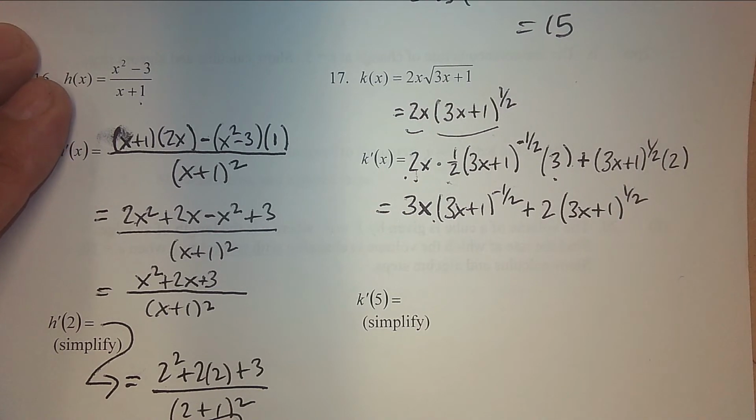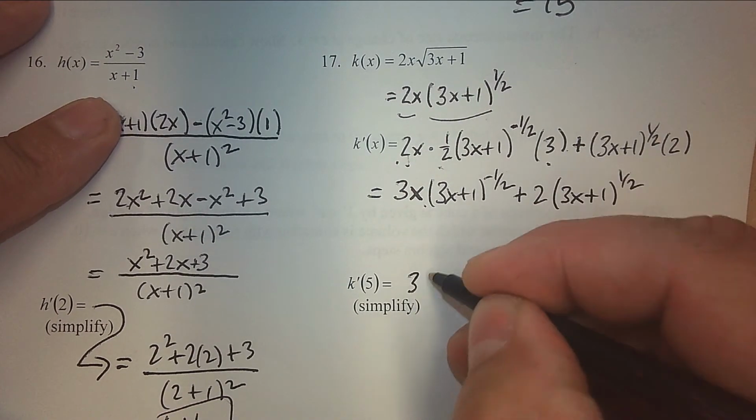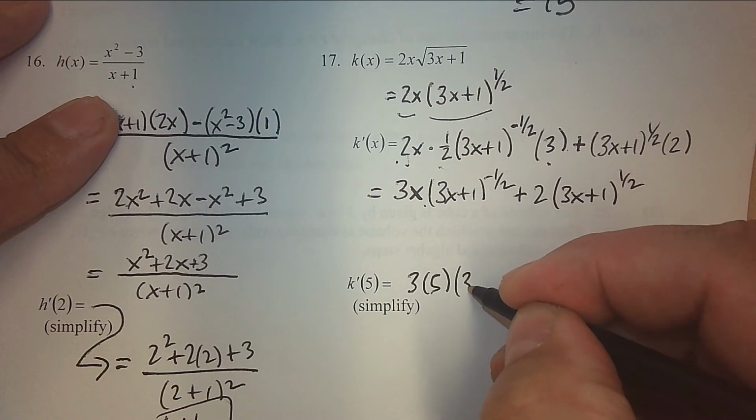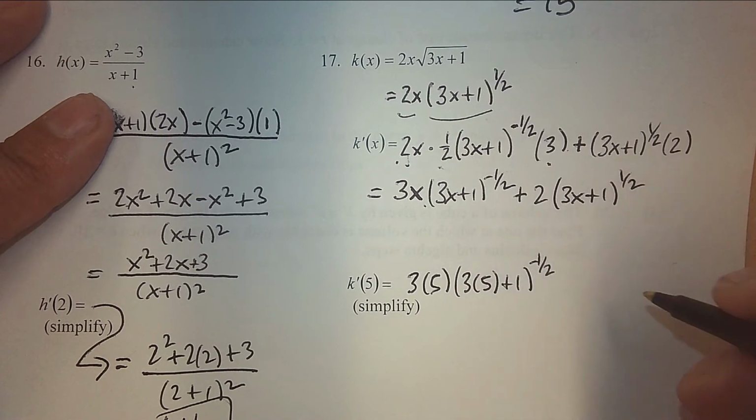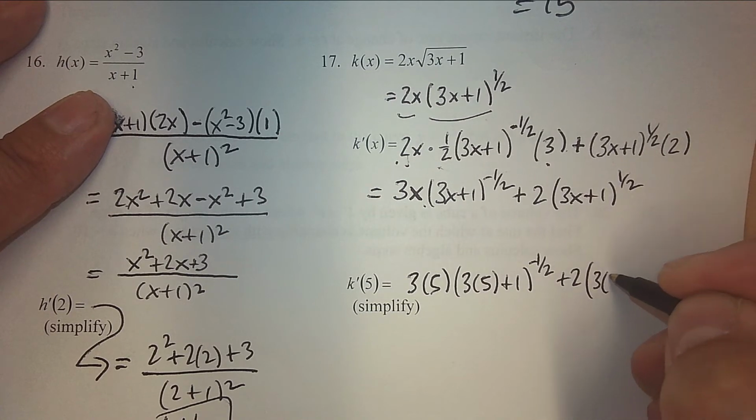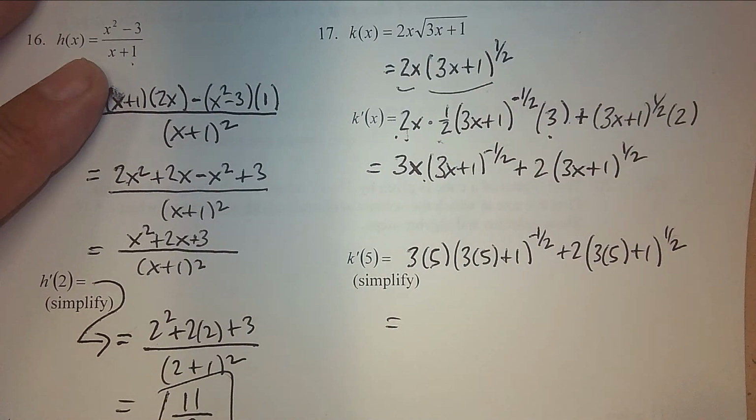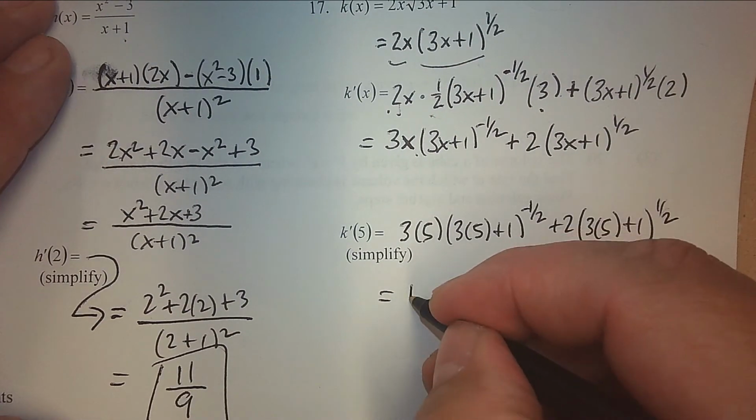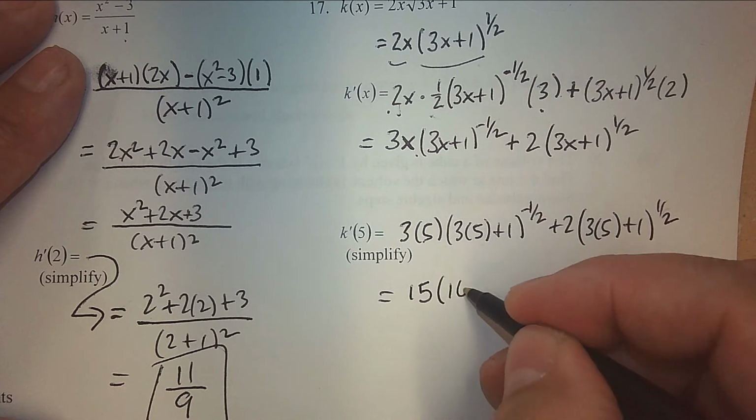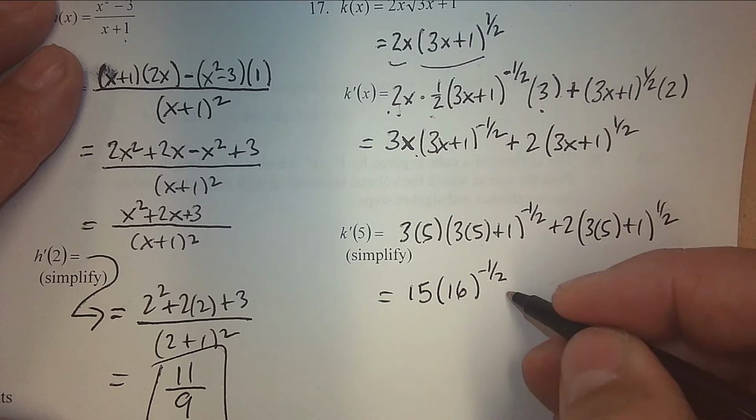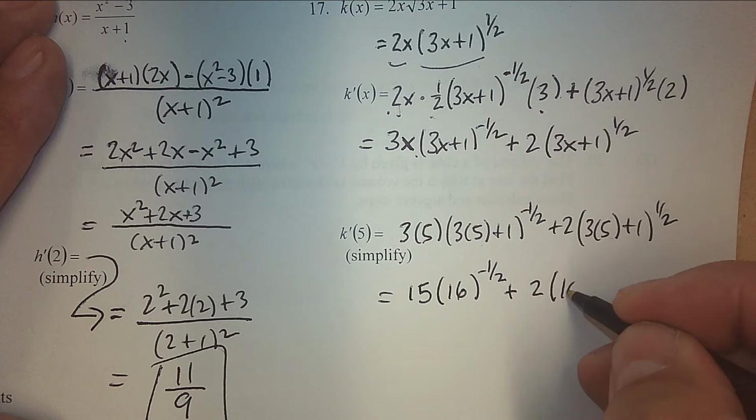So next step is to plug in 5 and see what the answer is. So where there's an x, I'm going to plug in 5. I'm going to be aware of the negative exponent in a moment. So 3 times 5 obviously is 15. Inside the parentheses, I have 15 plus 1. That's 16 to the negative 1/2. Let's do the second one. I have a 2 in front. Again, 15 plus 1 is 16 to the 1/2.